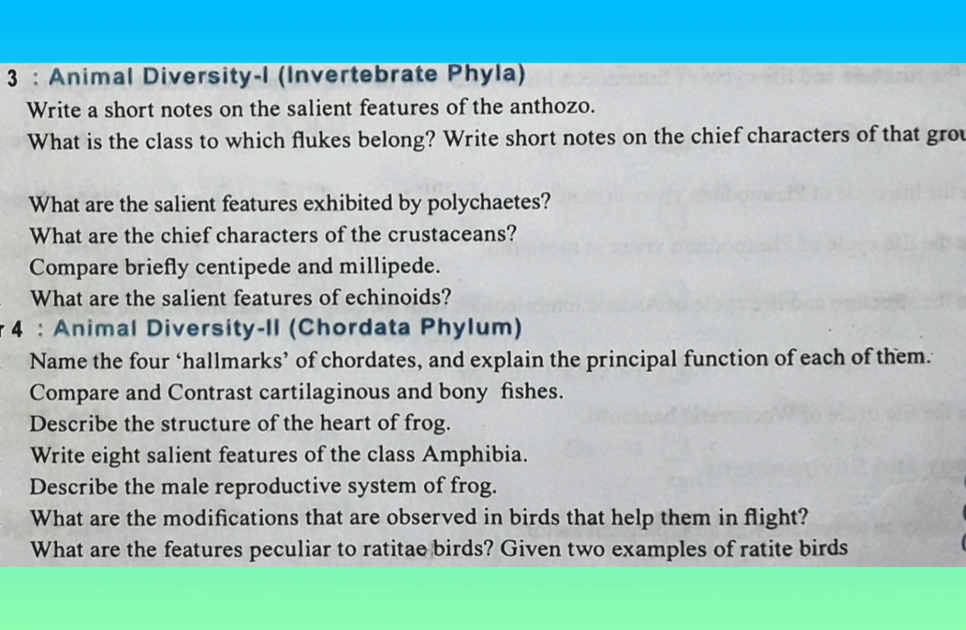Describe the male reproductive system of frog. What are the modifications observed in birds that help them in flight? What are the features peculiar to ratite birds? Give 2 examples of ratite birds. These are the important questions from Animal Diversity 2.